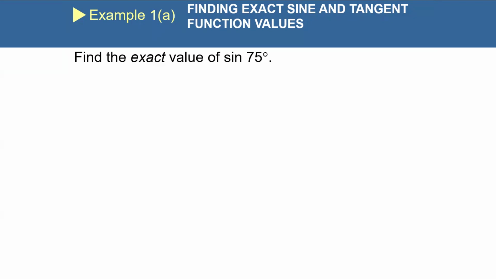30 and 45, right? So 45 plus 30 would be the two angles that I would use. Are you with me? Okay, so that means that my A would be 45.